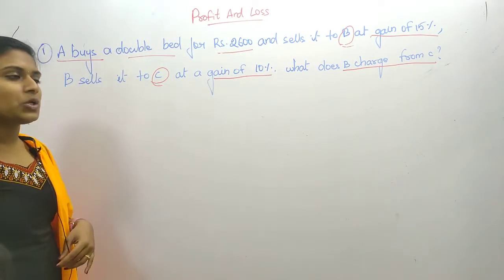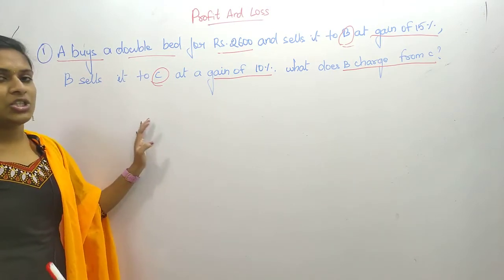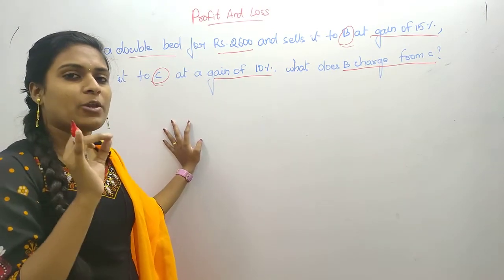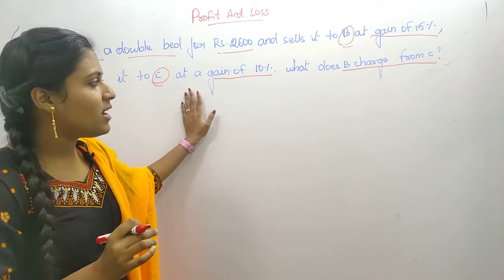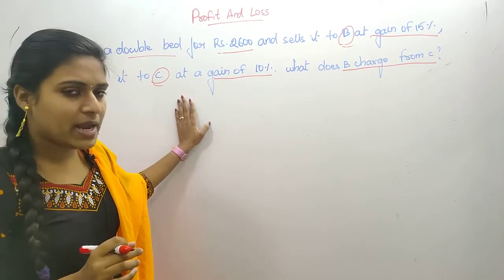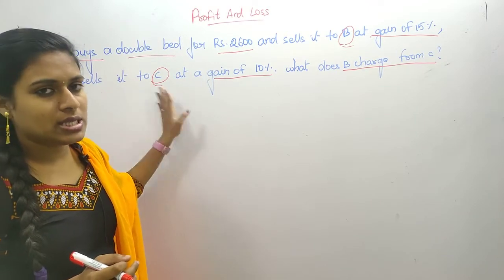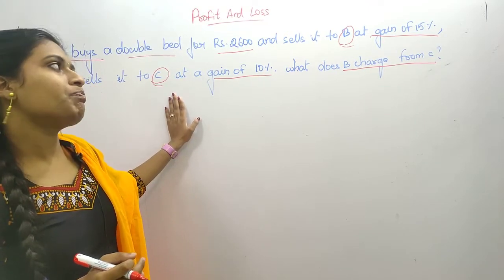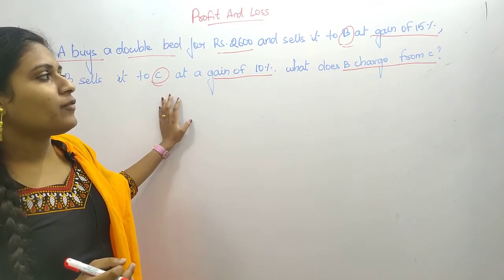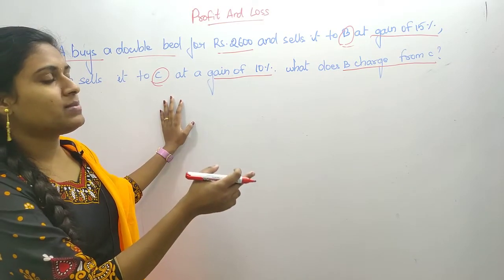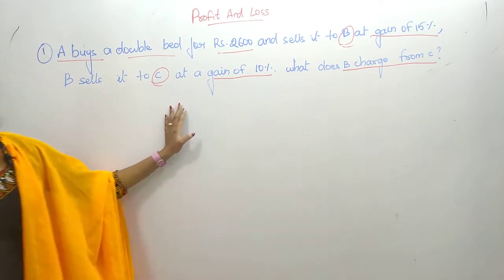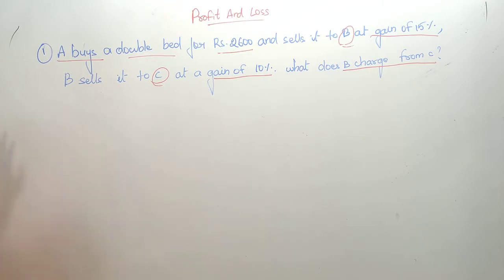First you observe the question. Whenever a question is given, you must keep in mind what is given in the question: is it the cost price or the selling price, and what formulas are used in this question to find out the answer. Now we have to find what B charges from C.